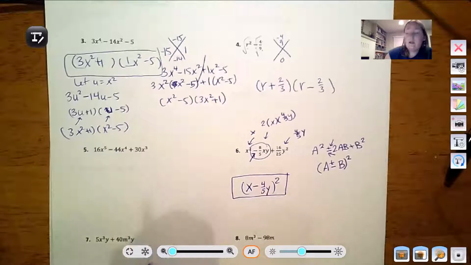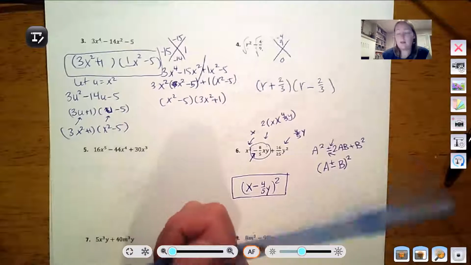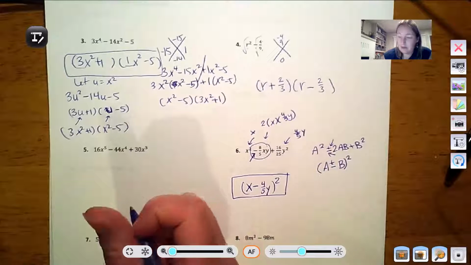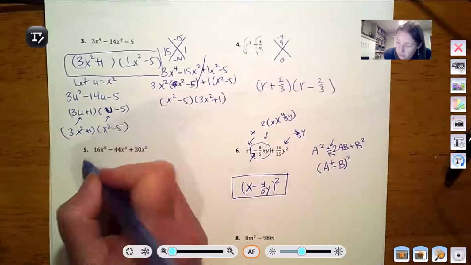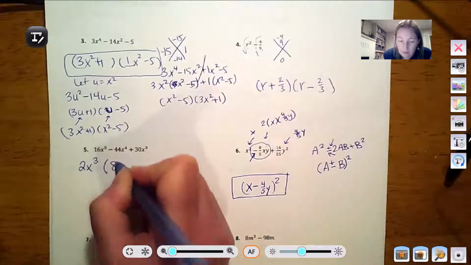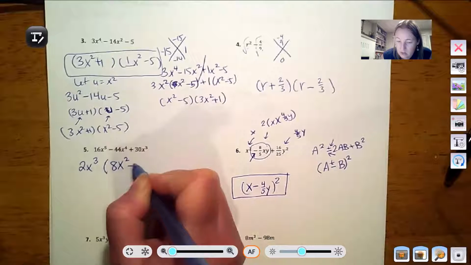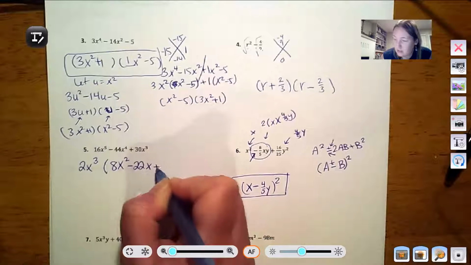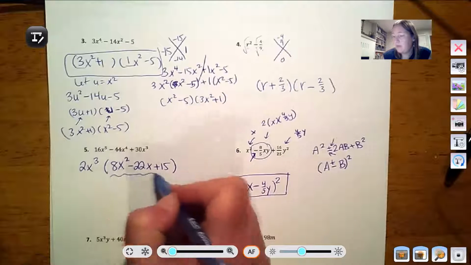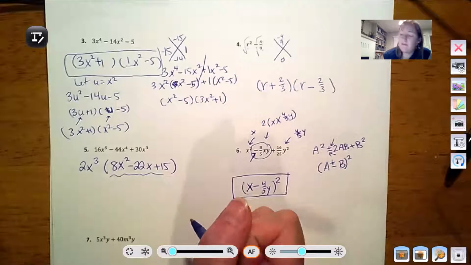Number 5 over here has a common factor. Again, that's always where you want to start when you're doing these. It has a common factor of 2x cubed, leaving me with 8x squared minus 22x plus 15. So then I want to see if that trinomial can be further factored.